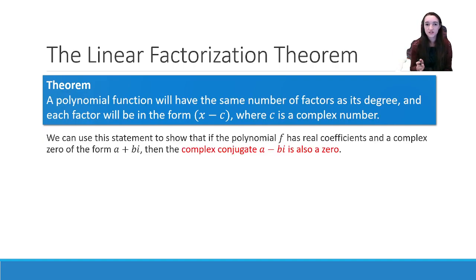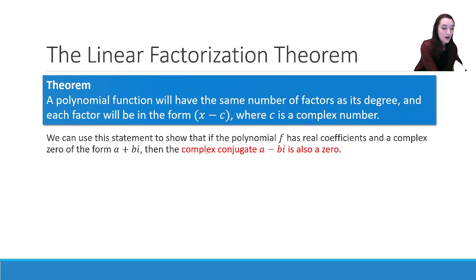We can use this statement to show that if the polynomial f has real coefficients and a complex zero of the form a plus bi, then the complex conjugate a minus bi is also a zero. That is introducing a new concept that is covered in the complex numbers chapter that we're not talking about at length. So let's just go over this a little bit more in depth, though.